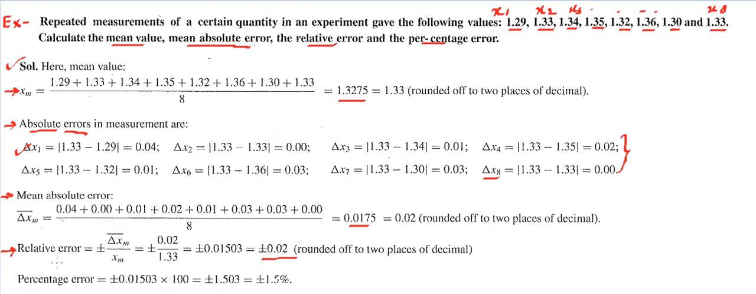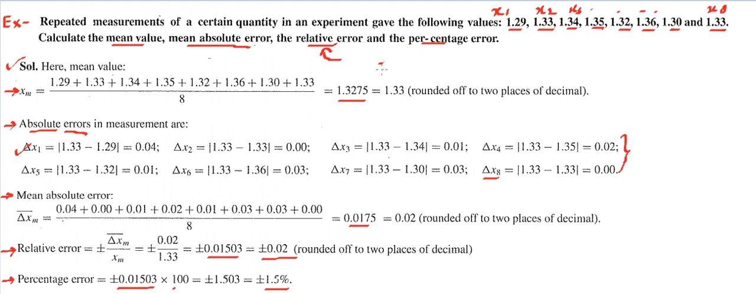And then lastly, you can be asked about the percentage error. Once we get the relative error, we just multiply it by 100, and that becomes the percentage error. So percentage error is basically relative error, which is this number, into 100. So this becomes plus minus 1.5% error in this measurement. Let's write the specific formula for relative and percentage error in the next slide.